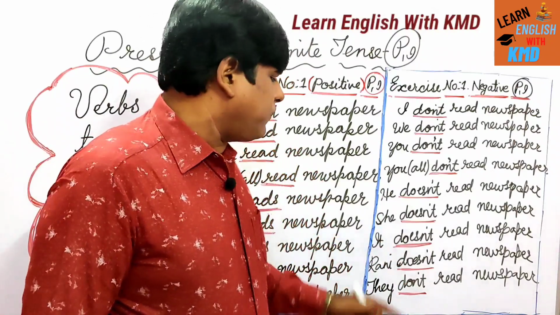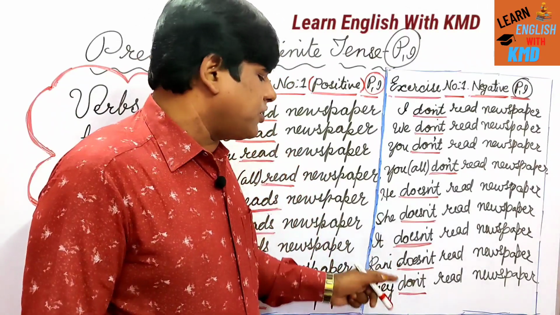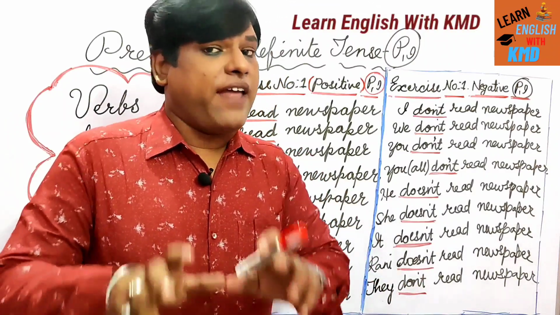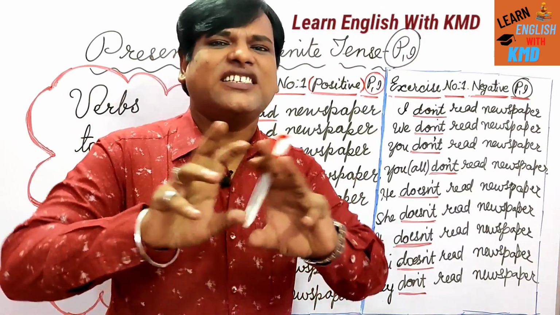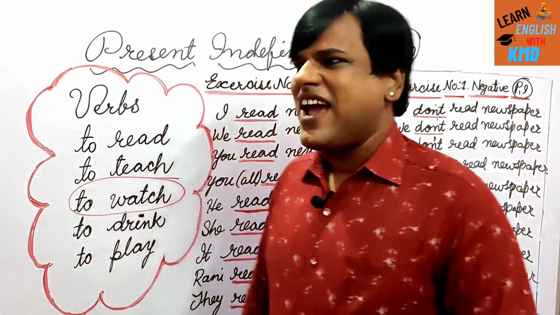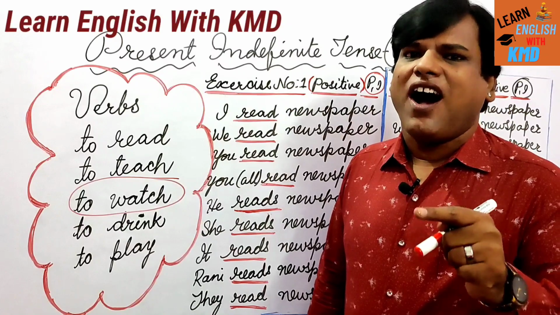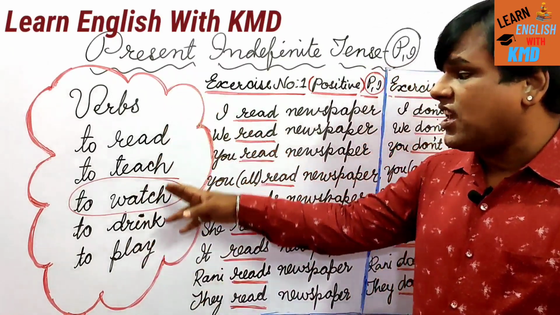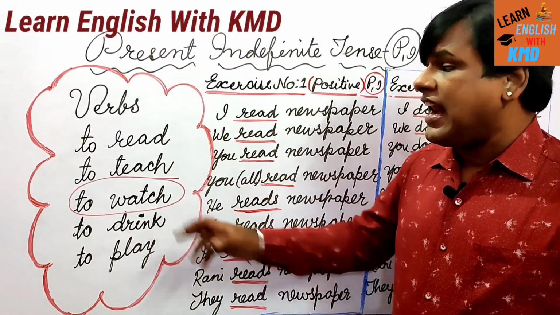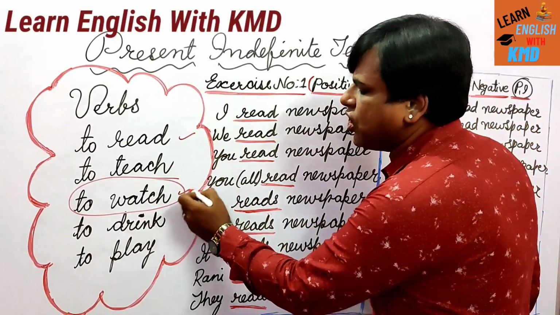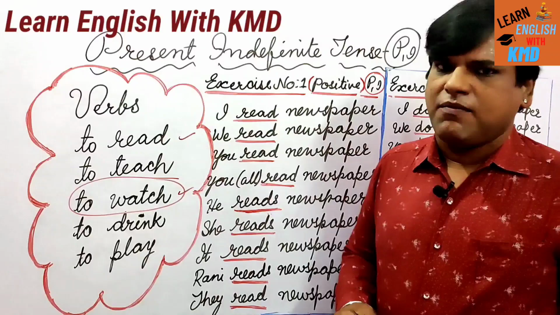She doesn't watch television. It doesn't watch television. Ronnie doesn't watch television. Raju doesn't watch television. And they don't watch television. Well, I am done with exercise number 1 positive and exercise number 1 negative. As you can see, we have 5 verbs here, and I have used the first verb read in my exercise, and I've used the third verb watch in my exercise.